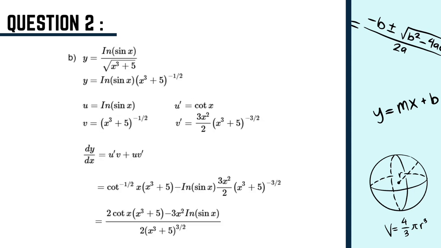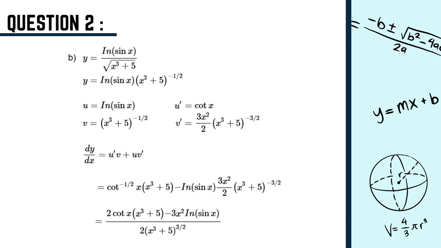Next, question 2, part B. The function is y equals natural logarithm of sine x divided by the square root of x cubed plus 5. We rewrite it as natural logarithm of sine x times the quantity x cubed plus 5 to the power of negative 1/2, and use the product rule. First, differentiate natural logarithm of sine x. Using the chain rule, the derivative is cosine x divided by sine x, or cotangent x.